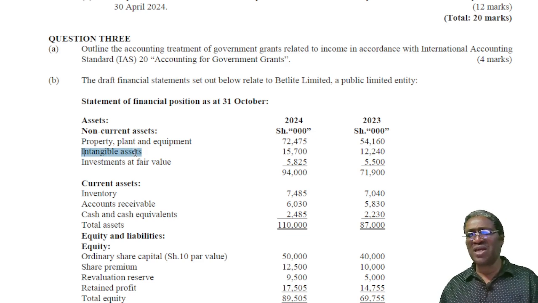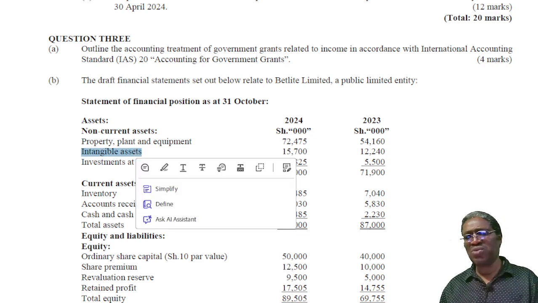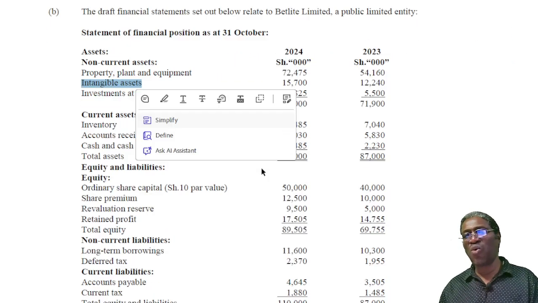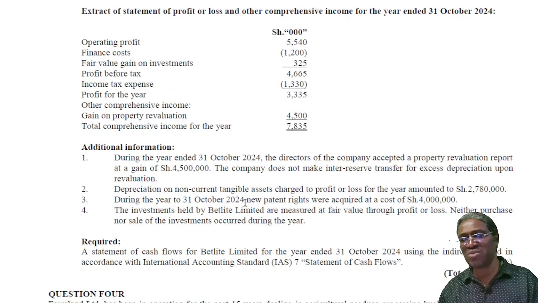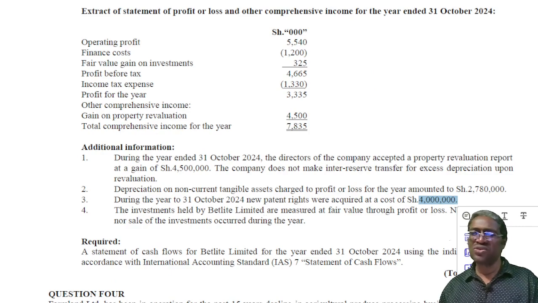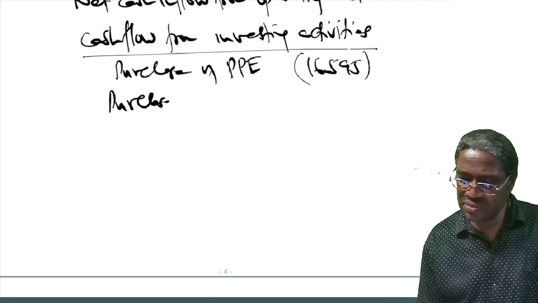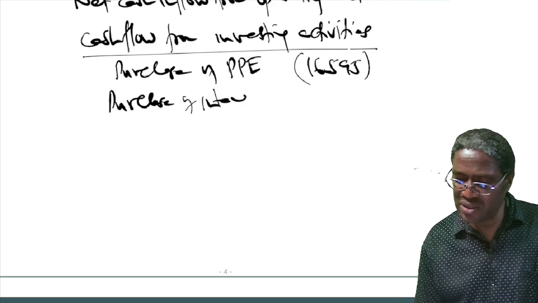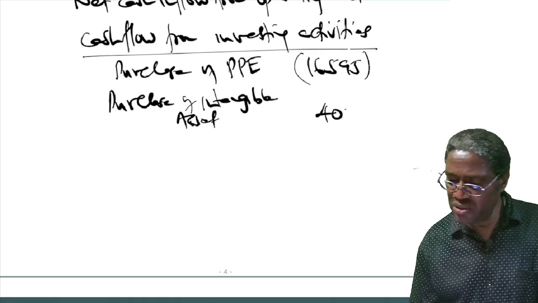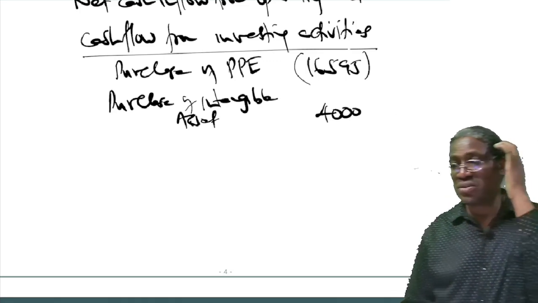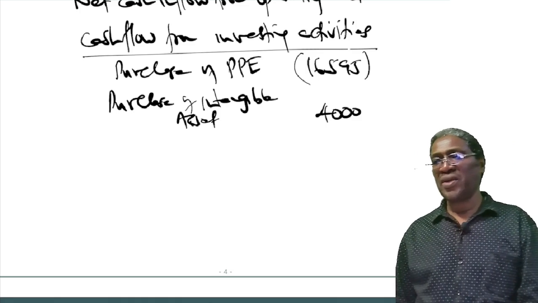The second item in the balance sheet was intangible, and you remember we were specifically told by a note somewhere that we acquired some intangible assets called patent. By how much? By 4 million. That's already something we were given. We did not need to calculate it, so we just pick it. Purchase of intangible assets, 4 million.